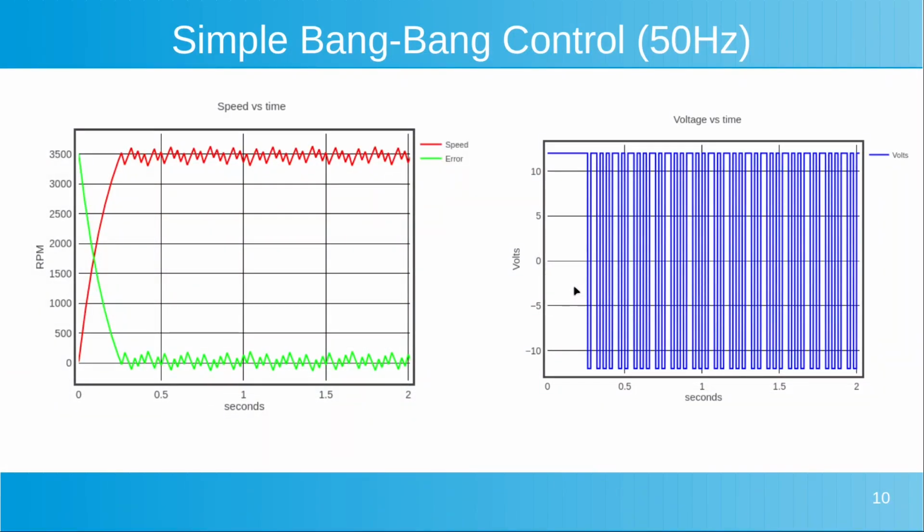Here's a simple bang-bang controller. The set point is 3,500 RPM. In the speed graph, we clearly see a quick rise followed by oscillation. On the voltage graph, we can see that the voltage is always either plus 12 or minus 12 volts.